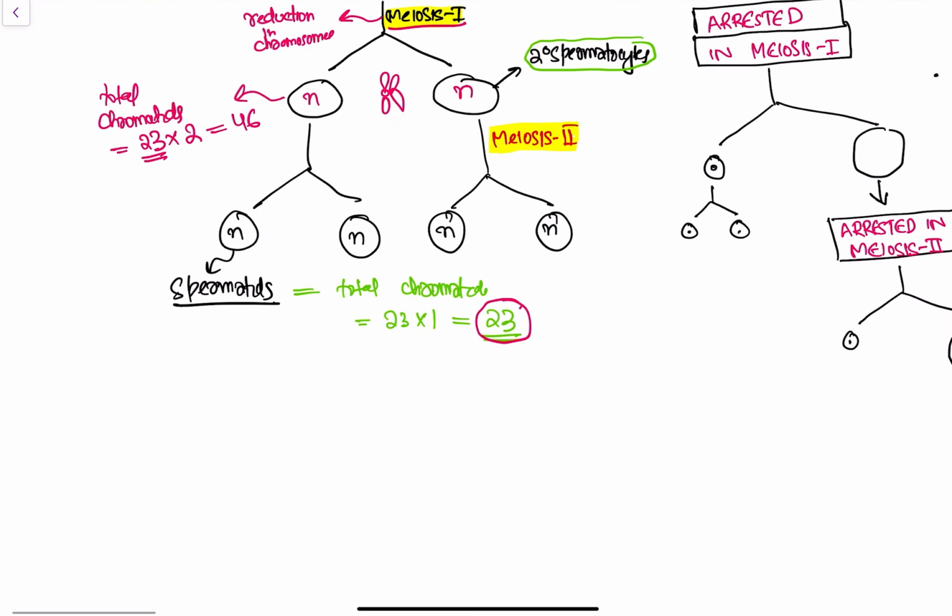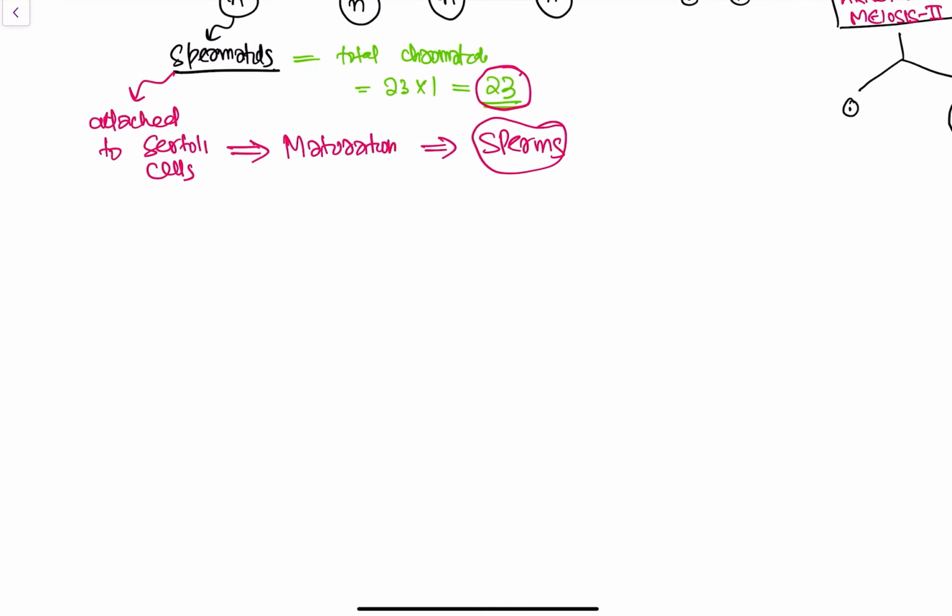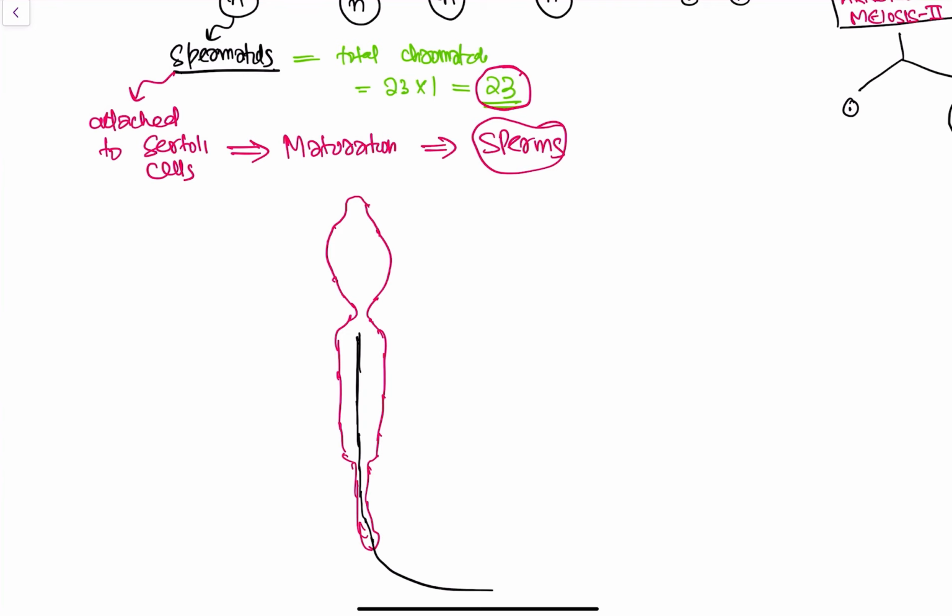What happens after that is that these spermatids get attached to Sertoli cells and undergo maturation. After maturation, they form tadpole-like sperms. This is very important. They form tadpole-like sperms. And if I talk about an individual sperm, it has a definite structure. Roughly I will draw that structure, and you should notice all the necessary parts in that structure. The important parts include this first part, which we call the head.